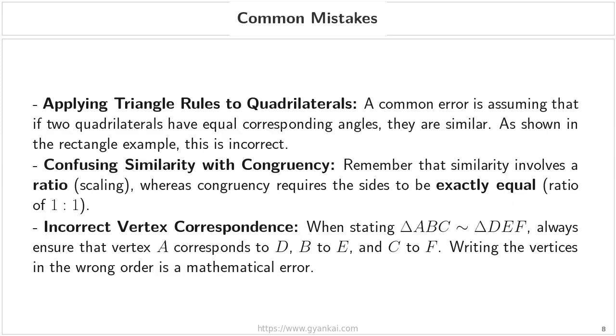Finally, always be precise with your vertex correspondence. When you write a similarity statement, such as triangle ABC is similar to triangle DEF, you must ensure that vertex A corresponds to D, B corresponds to E, and C corresponds to F. If you list the vertices in the wrong order, you are technically making a mathematical error, as you are implying a relationship between the wrong parts of the shapes.